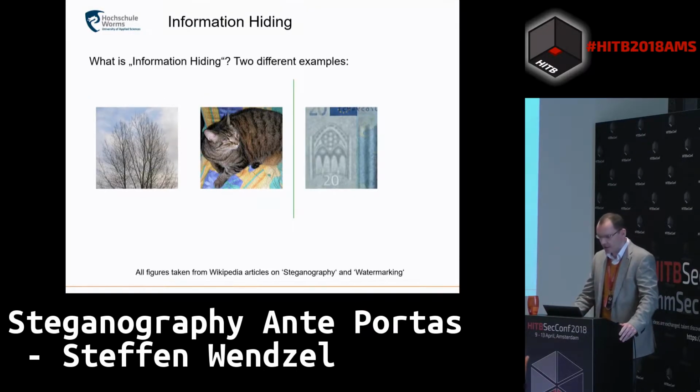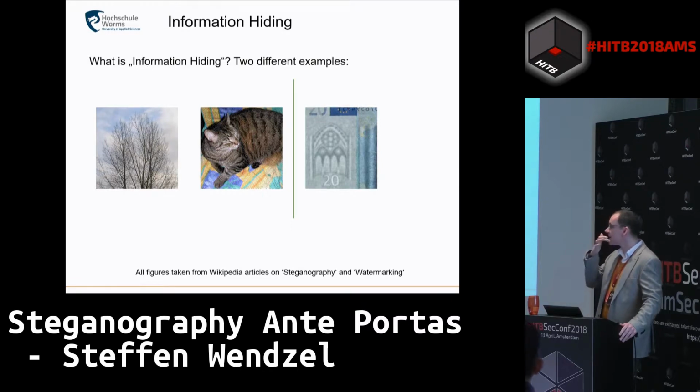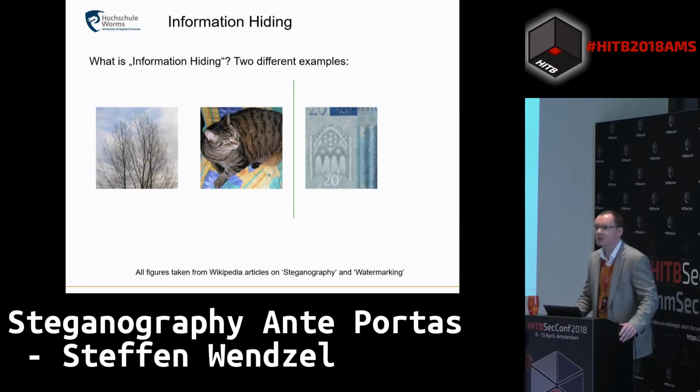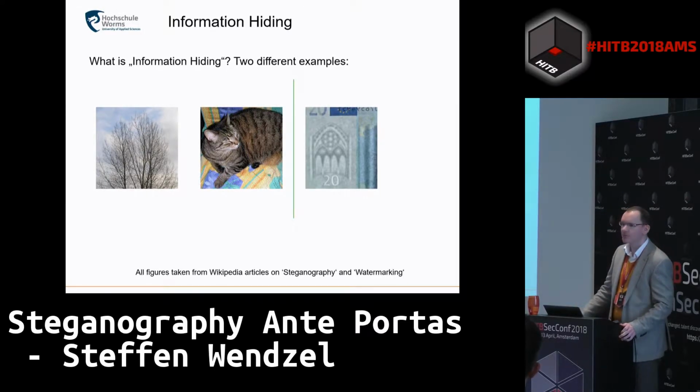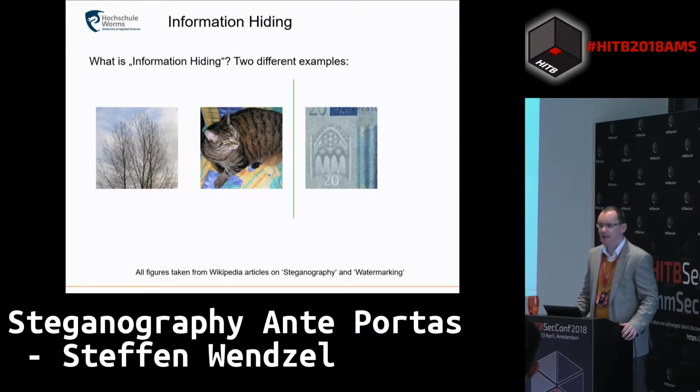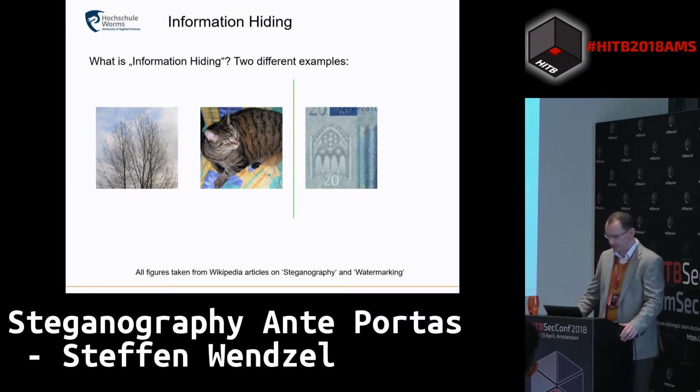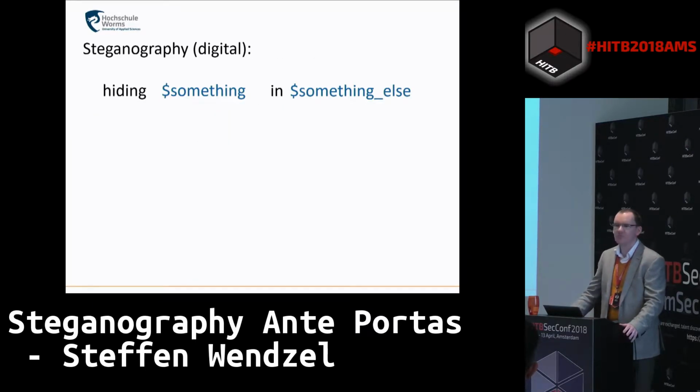introduce it very briefly. So I have two examples here, pictures from Wikipedia. On the left side, we have the classical image hiding scenario. So the cat of the picture is hidden in the image of the tree. And the 20 euro note has a watermark. That's two forms of information hiding. But in general, we try to hide something in something else.